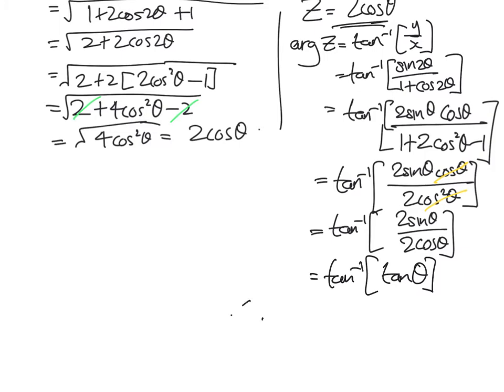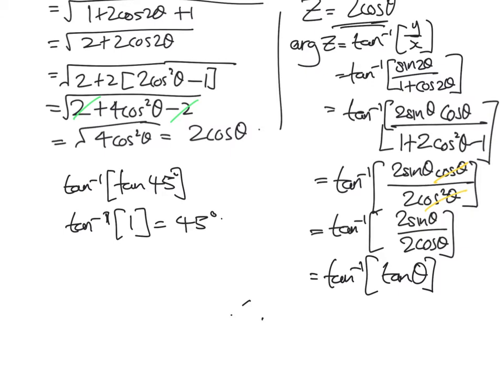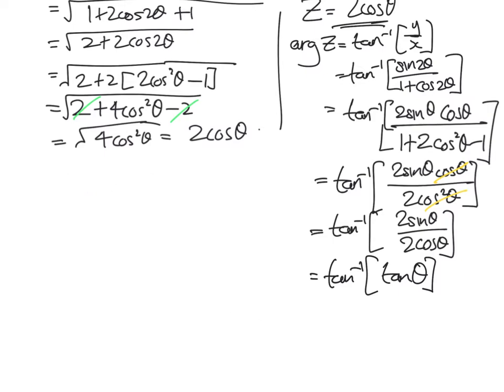This is same as inverse tangent 45. Tangent 45 is 1, so inverse tangent of 1 is 45. So same thing, we apply the same maths concept here. So based on that, we get argument z as theta.